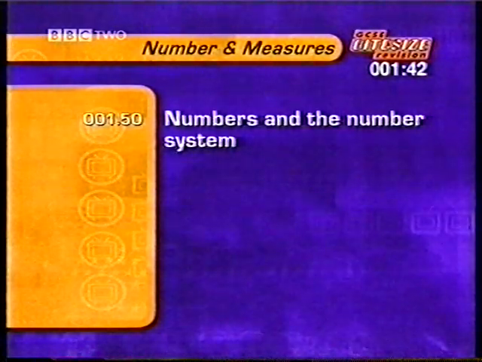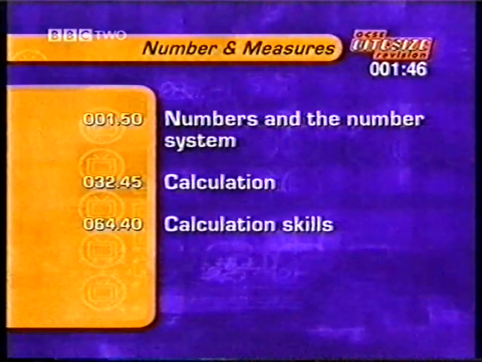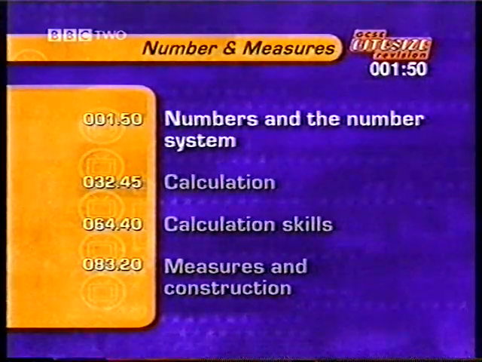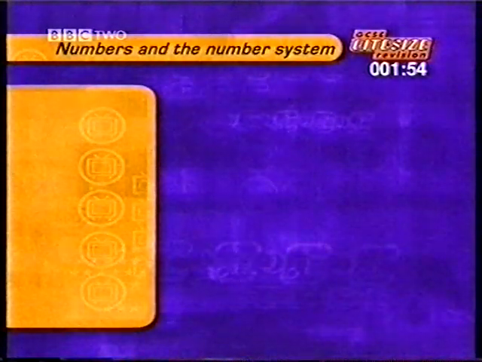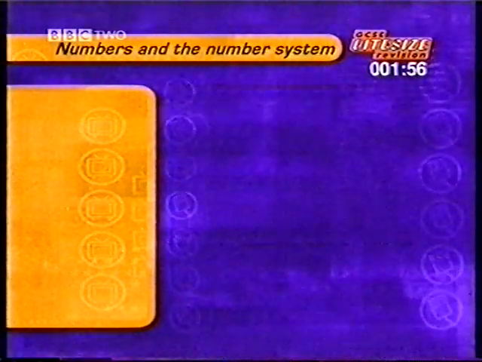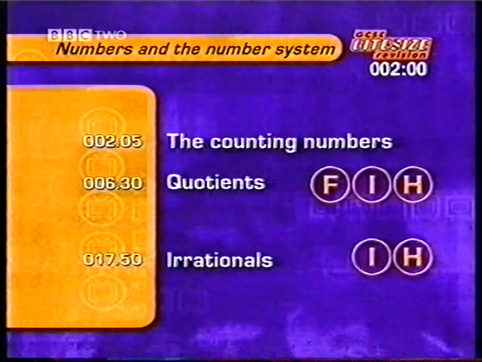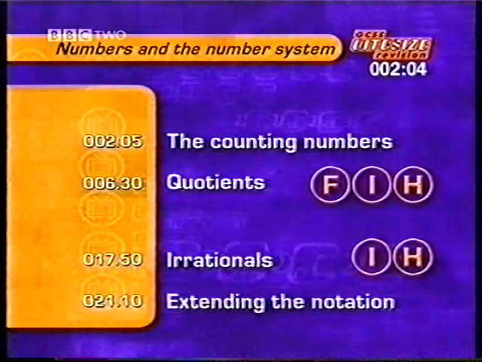This programme on number and measures is divided into numbers and the number system, calculation, calculation skills, and measures and construction. First, numbers and the number system. This section is divided into the counting numbers, quotients, irrationals, and extending the notation. First, the counting numbers.